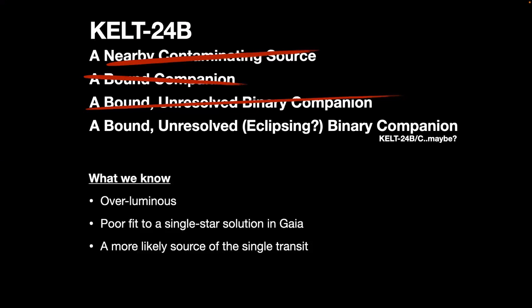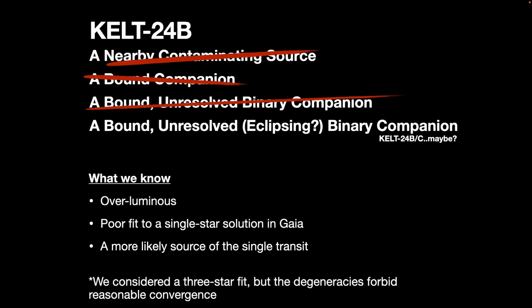But what we do know is that this source is overluminous when we treat it as a single star. And it's also a poor fit to a single star solution in Gaia, which also suggested that it could be an unresolved multiple. And our centroid analysis, while relatively weak in terms of quality, does actually prefer KELT-24b as being the source of these single transits. By being so close to KELT-24, it's hard to use that type of analysis to actually say for sure which one the transit would have come from. But it is just sort of another domino here, pointing to the idea that KELT-24b could not only be the source of that transit, but also be an eclipsing binary itself.